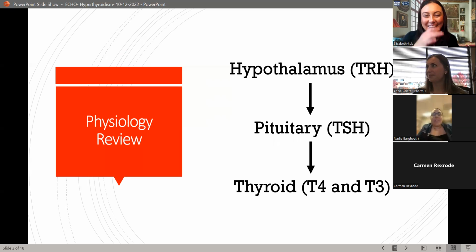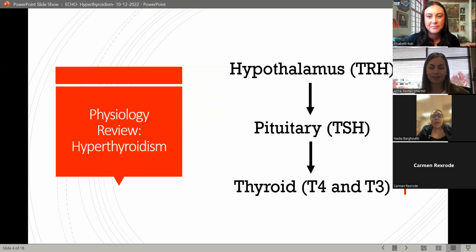Okay, so the hypothalamus tells the pituitary to make TSH, and the pituitary tells the thyroid to make thyroid hormones, which are T4 and T3. In hyperthyroidism, T4 and/or T3 are elevated, and the pituitary and the hypothalamus, which are working fine, sense this increase in thyroid hormones, so they suppress their signals.